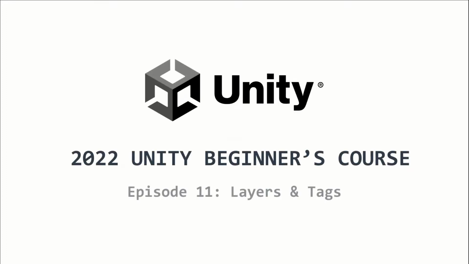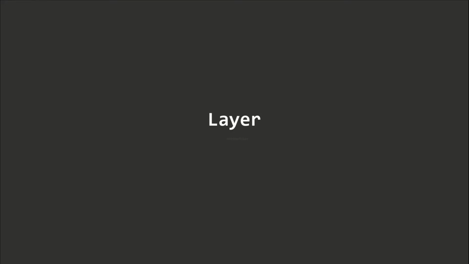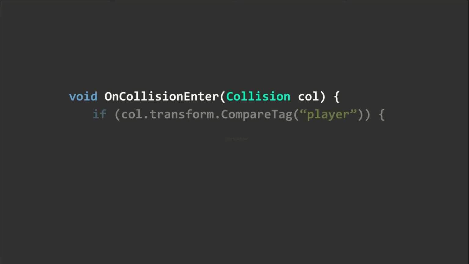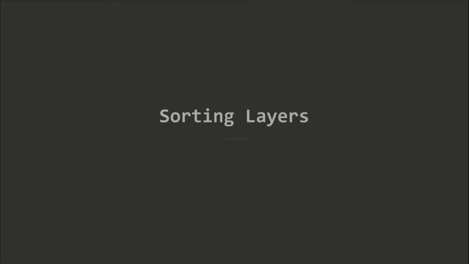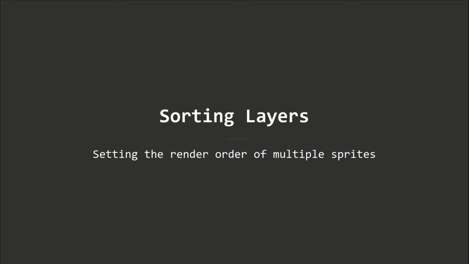This is episode 11 and I will show you layers and tags in Unity. Layers and tags are useful properties for categorizing and filtering game objects. For example, we can detect the player object in collision events and trigger the corresponding game actions. Besides tags and layers, there are also sorting layers, which are mainly for managing the order of 2D sprites.